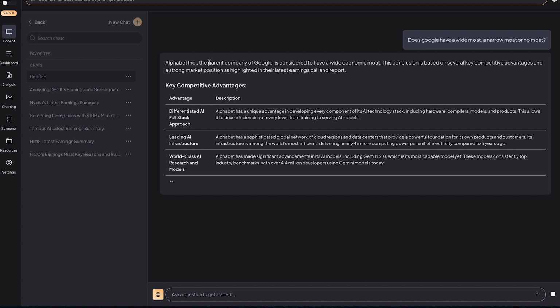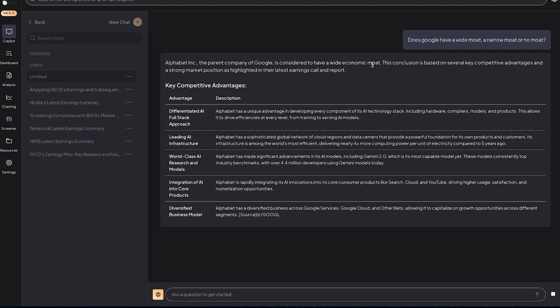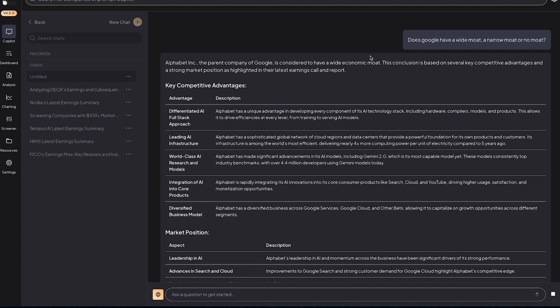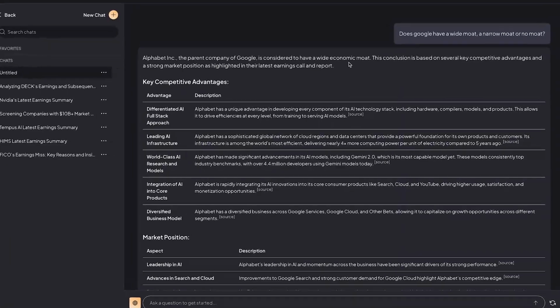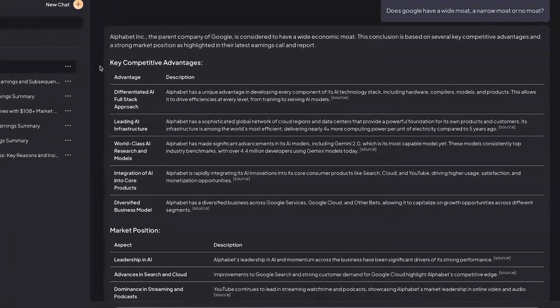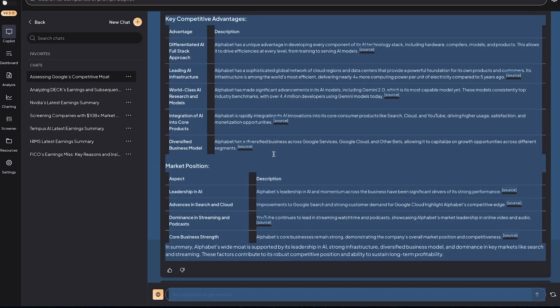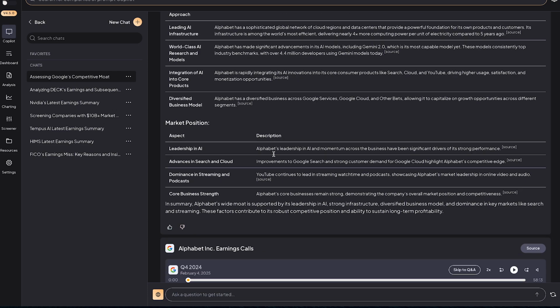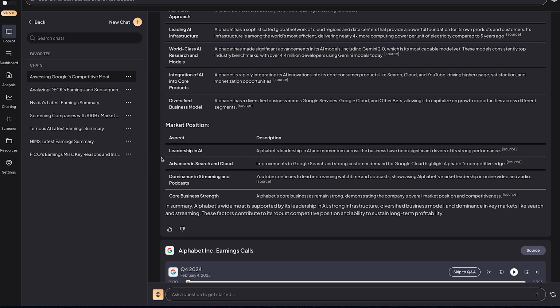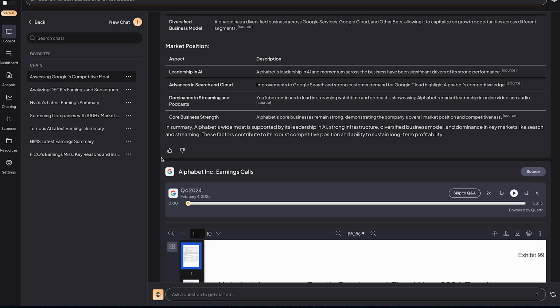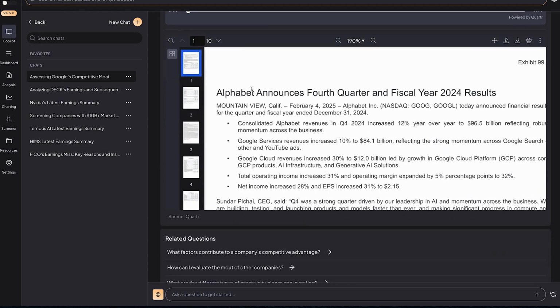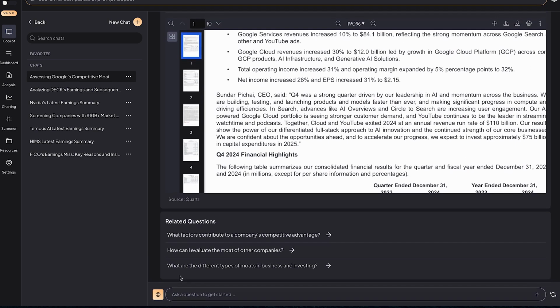So Alphabet, so Google, it has a wide economic moat. It's not just told us that it's got a wide economic moat and just left it as that. It's actually giving us reasons why as well. So this table below will tell us why. It has all of these different reasons as to why Google has a wide economic moat. And you can do this for any company. And if I continue scrolling down, you've got the reports over here, and I can ask further questions.